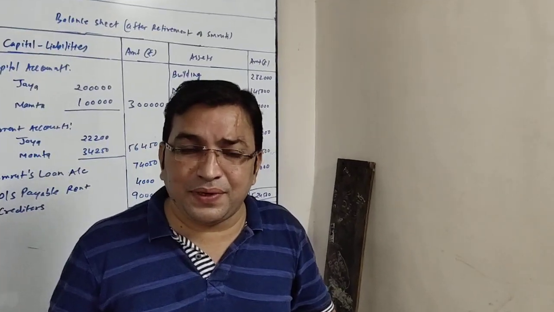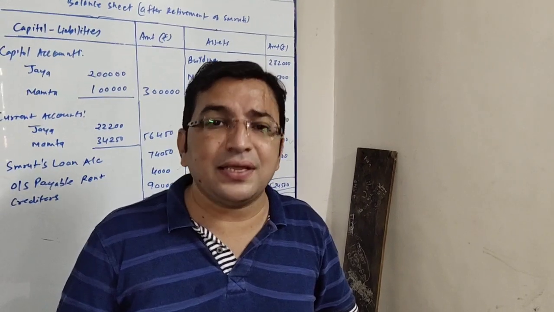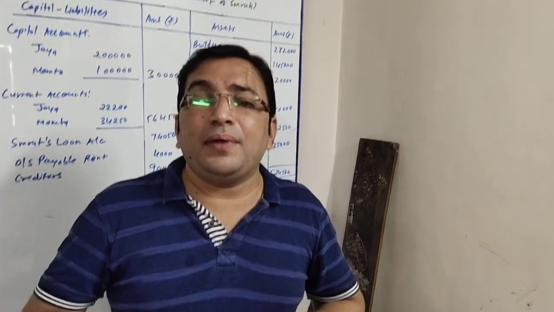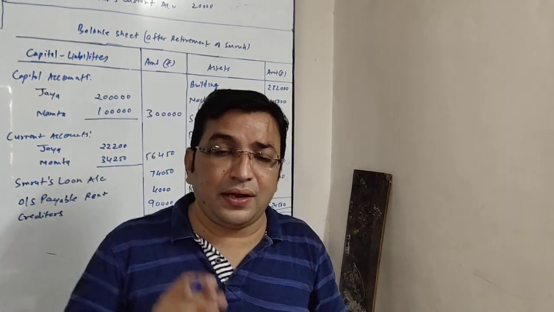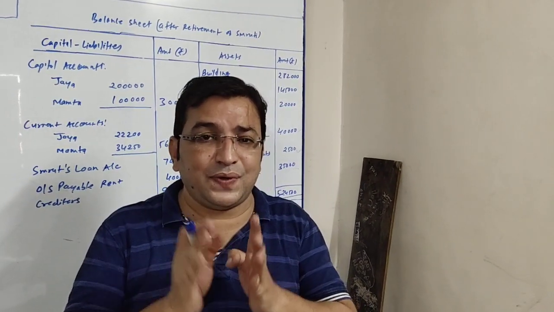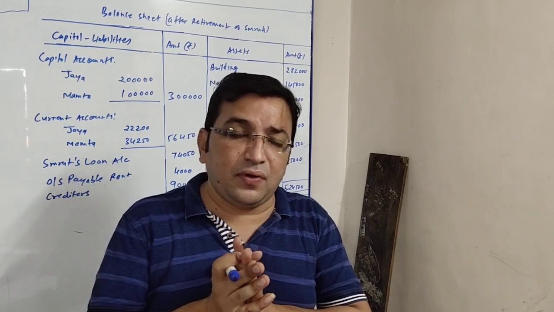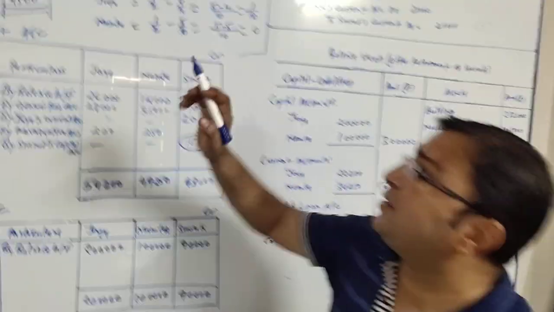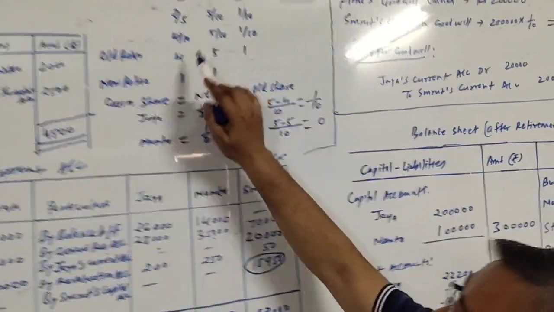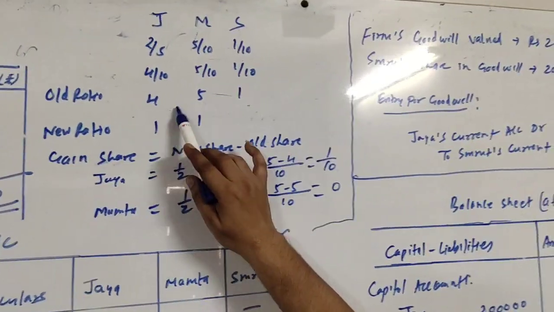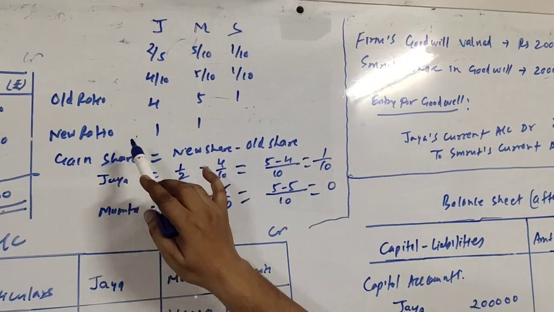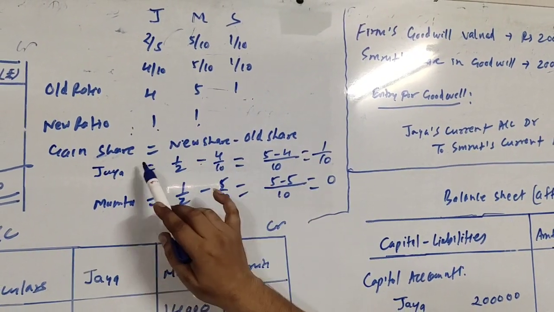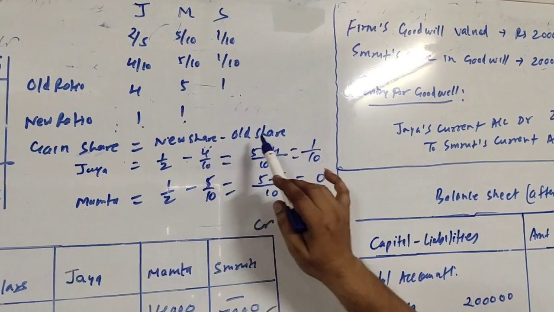The last two adjustments say, number four, that goodwill of the firm is valued rupees 2 lakh, and they will be distributing their profit in future in equal ratio, that is 1:1. So first of all we will find gain share. Old share we have already calculated. Old ratio is 4:5:1 and new ratio is given in adjustment number 5, 1:1. Now gain share equals new share minus old share.